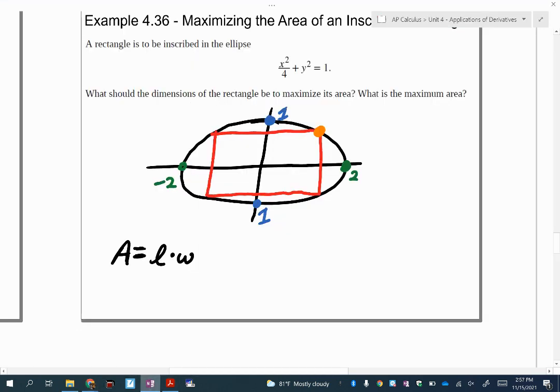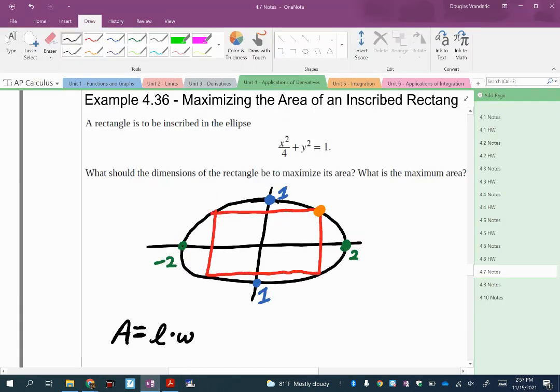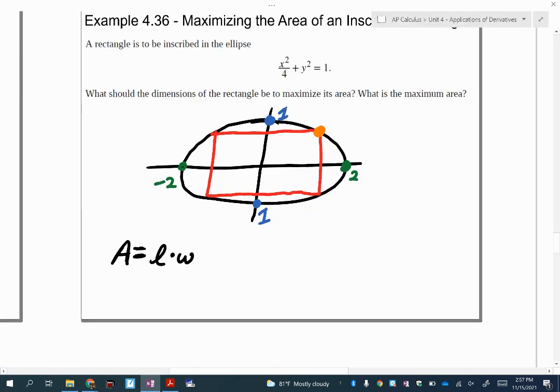So once I do that, essentially what I'm saying is that when I write my length, if this is x and y, my length is going to be 2 of these x's. If this is my length, that's going to be 2x. And my width, which is like this, is going to be 2 of those y's. Okay? So my area is going to be 4xy.